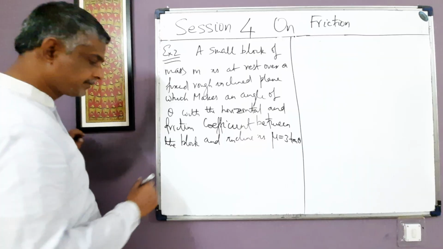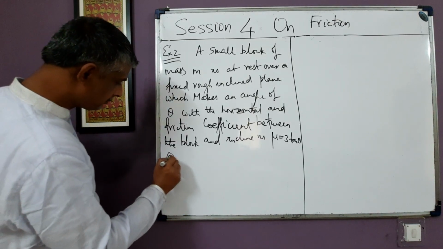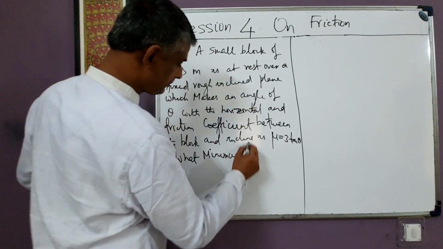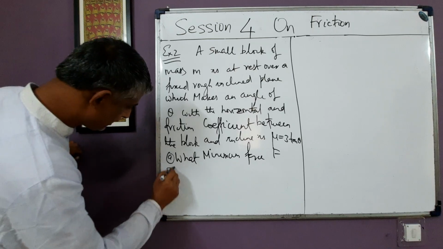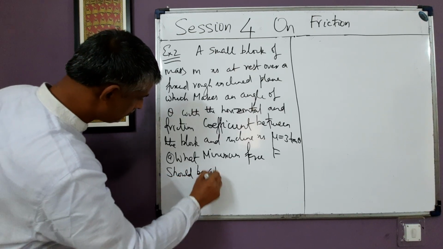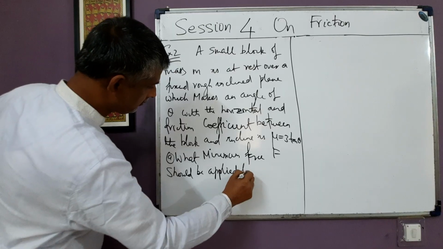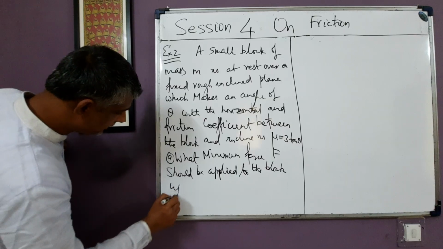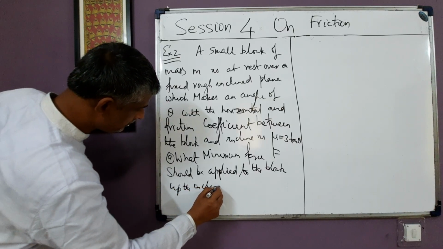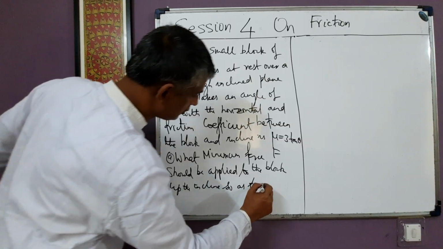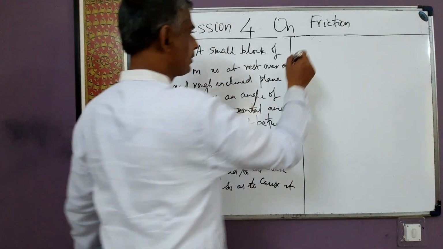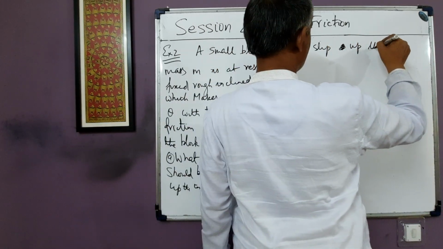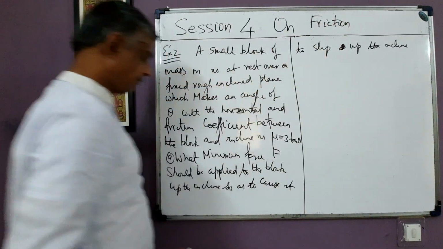Two questions are there. Part A. What minimum force F should be applied to the block up the incline so as to cause it to slip up the incline? First part of question is this.